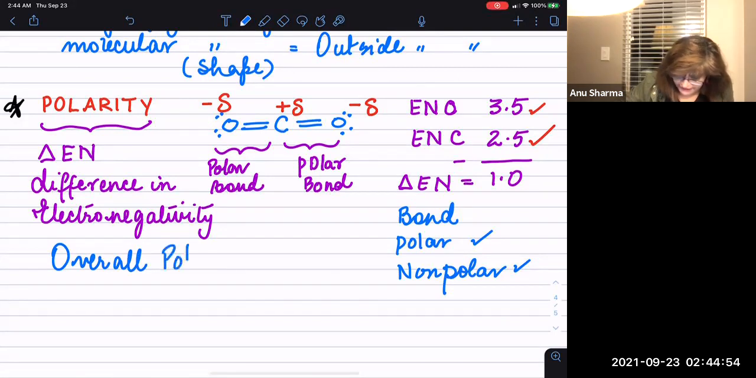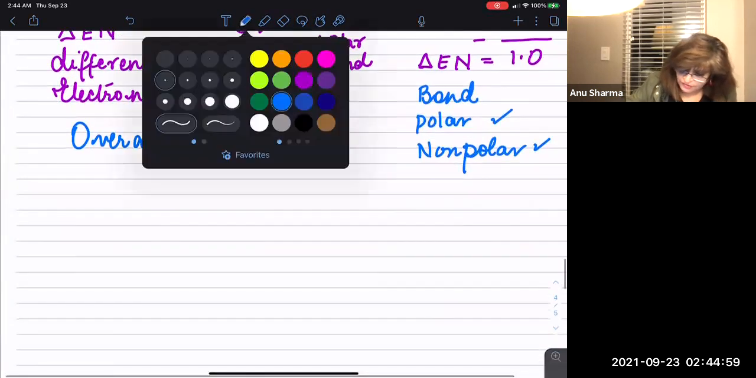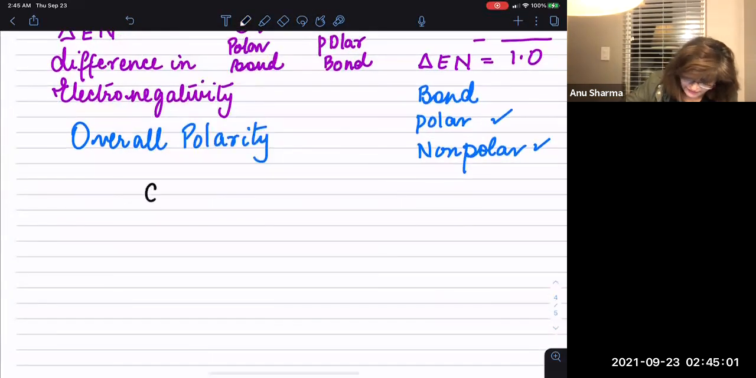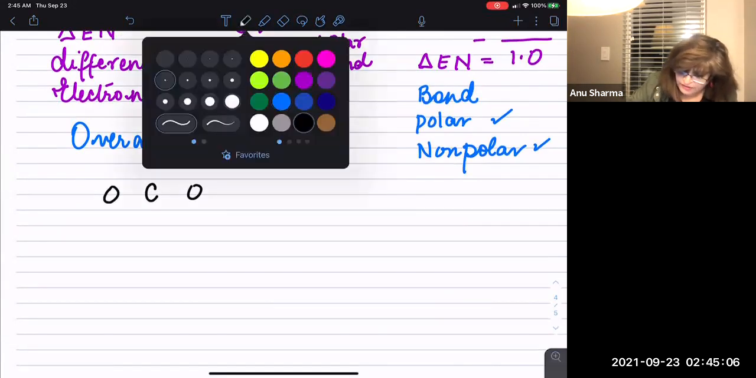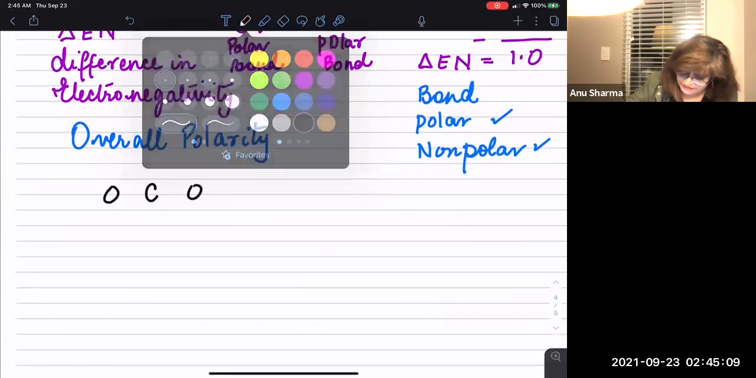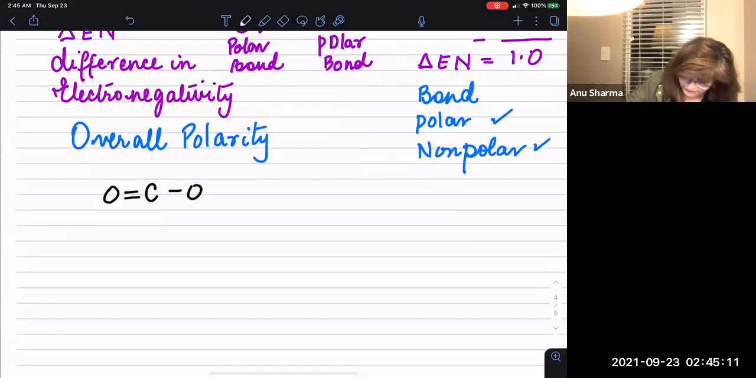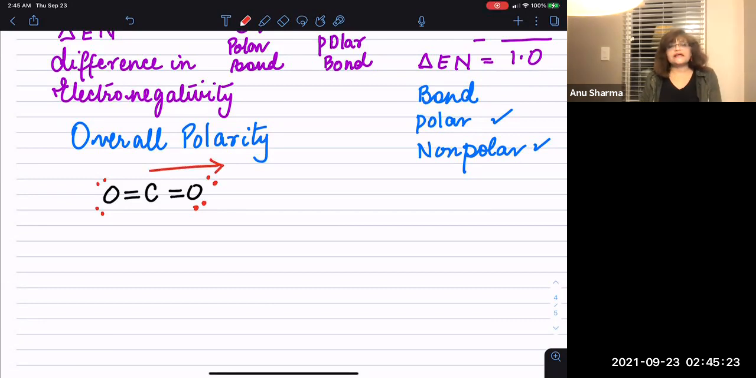Overall polarity, what is the deal with that? So overall polarity in this molecule. You have carbon in the middle and you have oxygen here and oxygen here. This is the double bond. Oxygen, being more electronegative, pulls the electron clouds towards itself. This oxygen, too, pulls the electron clouds towards itself.